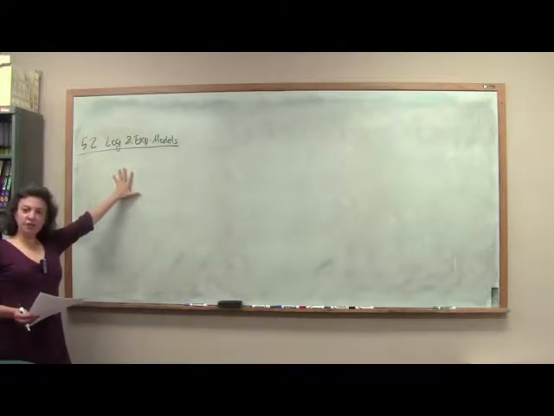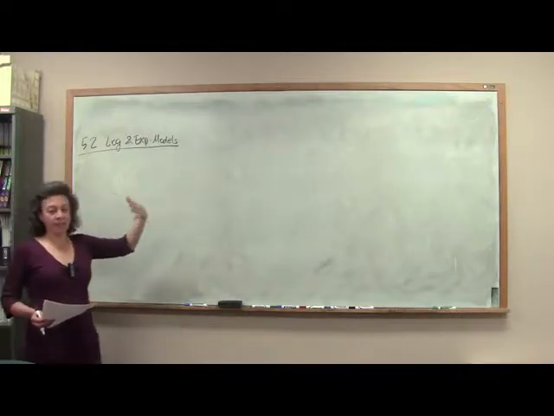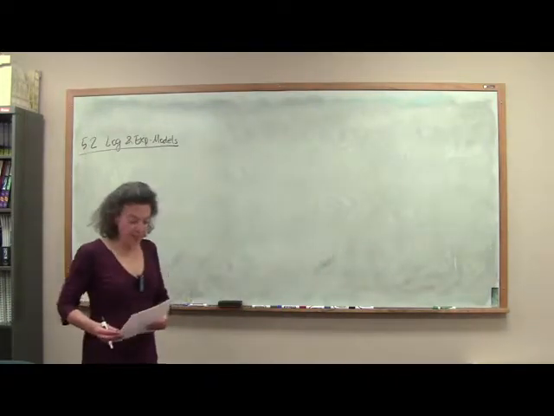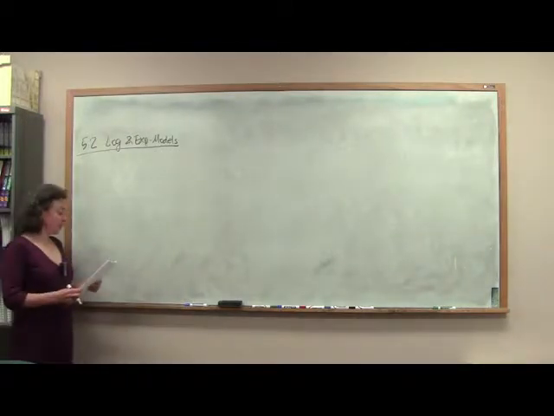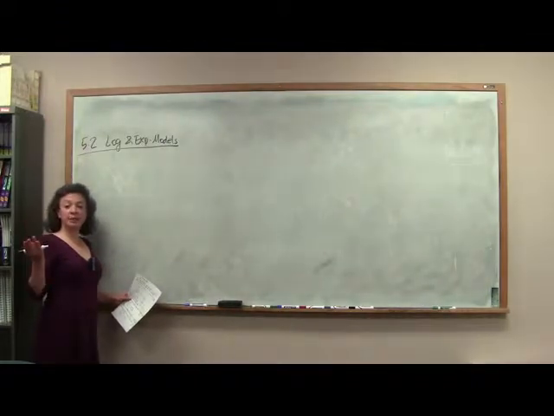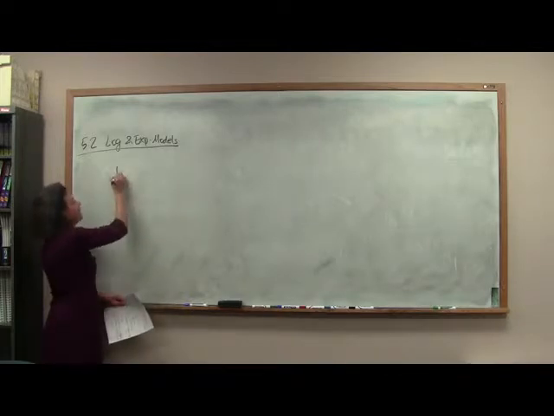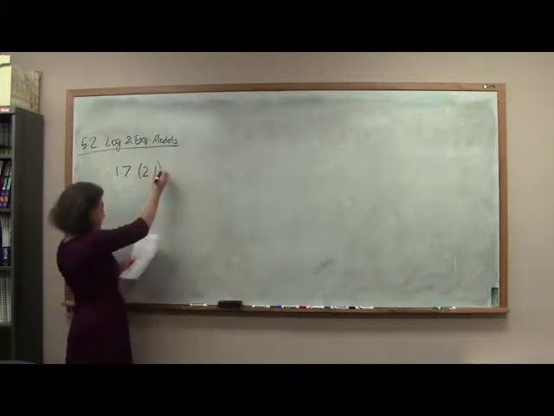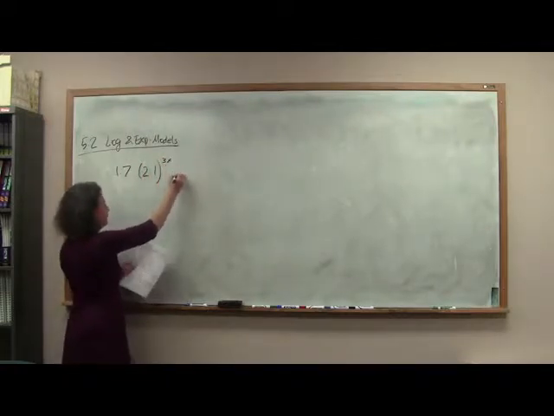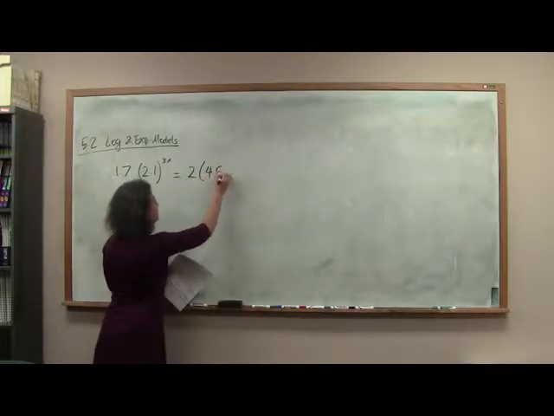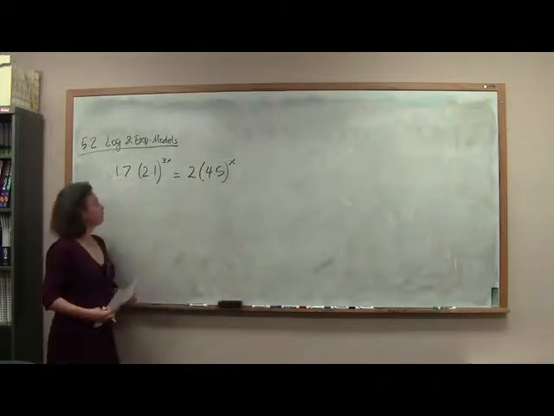But what I would like to do is take a slightly more complicated version of what we were doing in the last section and show you how to solve it, and then we will work with some models. Okay, so again, what I would like to do is just take an example that's a little more complicated, and then we can practice how we would do this. So my first example is, suppose we have 1.7 times 2.1 to the 3x power, and that's equal to 2 times 4.5 to the power of x.